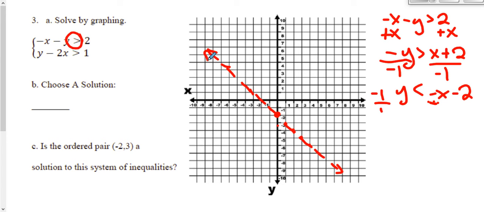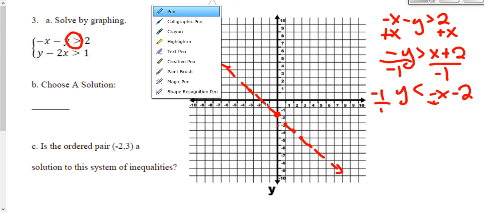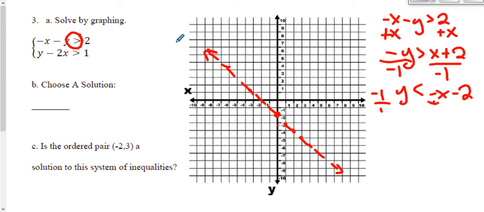Up next, we'll do our shading, and this function says y has to be less than, because we had to change the direction of our inequality symbol. So y has to be less than this line. And that's going to give us all the y values below this line. That's where y is less than. So we'll go ahead and shade below this line.